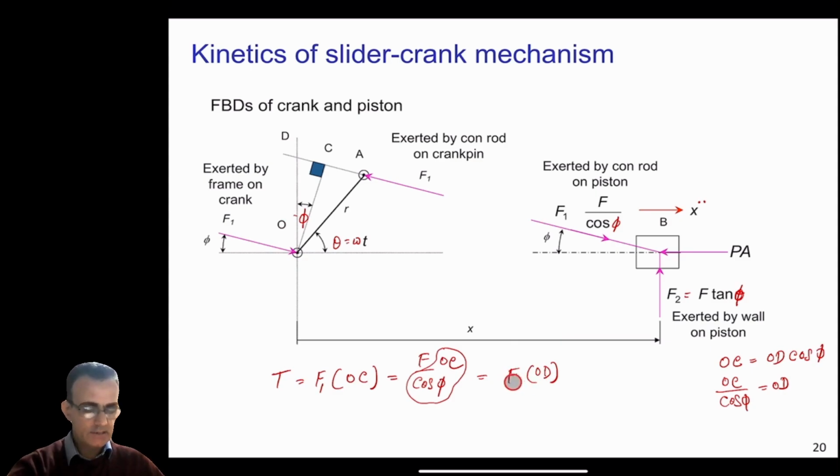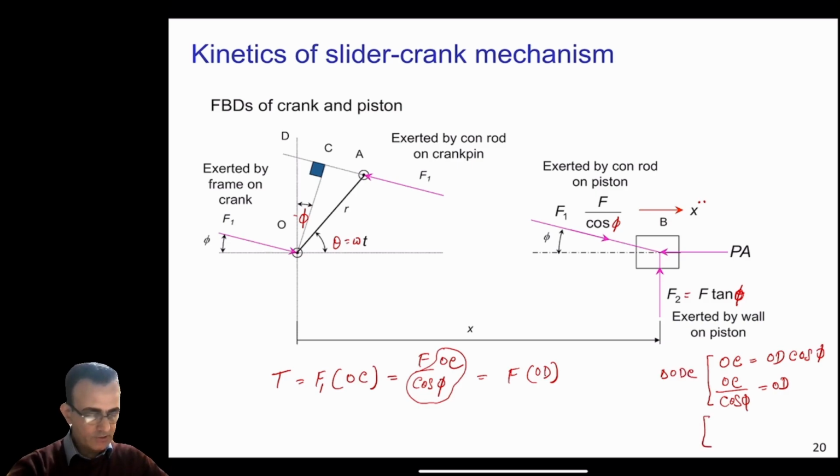Now in this case, you can also write that this OD, which is this distance here, you can also relate to this x here. So if you consider this big triangle ODB, and this was in triangle ODC.